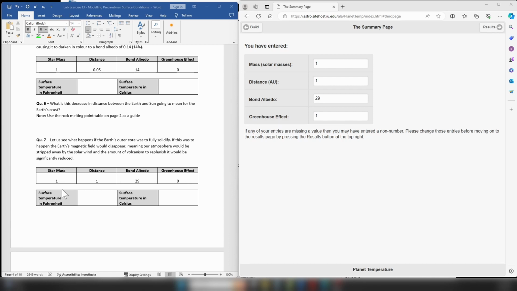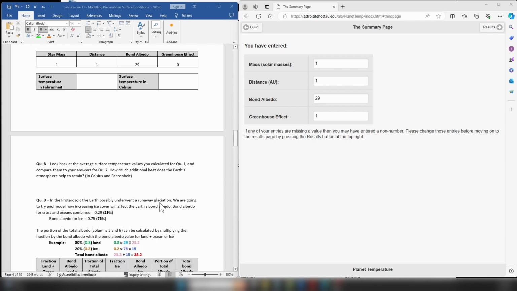Once again, star mass of 1, distance of 1, bond albedo of 29, greenhouse effect of 0. So the greenhouse effect is gone. What would that do to the temperature on the Earth's surface?